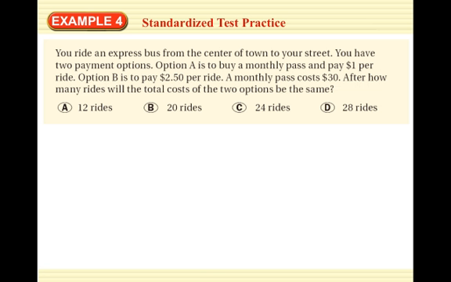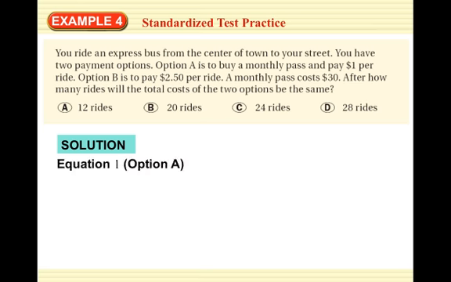Okay, so if we draw lines to represent both of these, where does that line intersect? All right, and we've got choices of 12 rides, 20 rides, 24 rides, and 28 rides. All right, so one way to come about this solution is to write equations for each of the options.